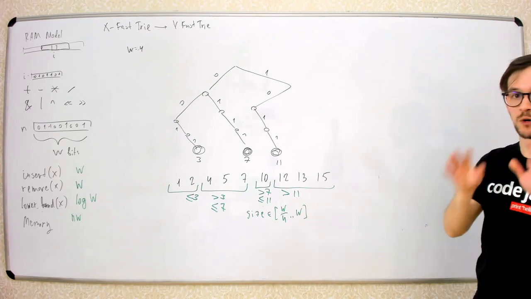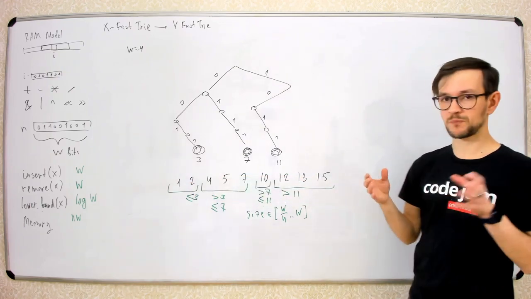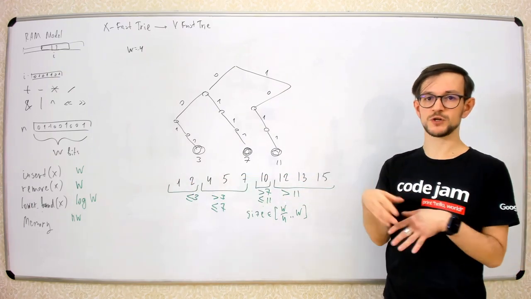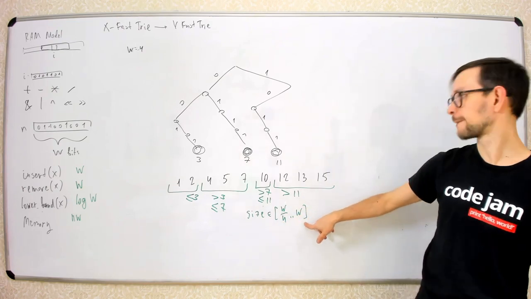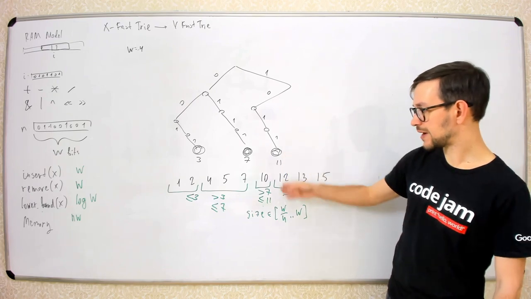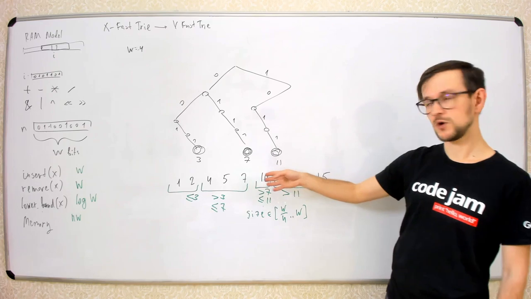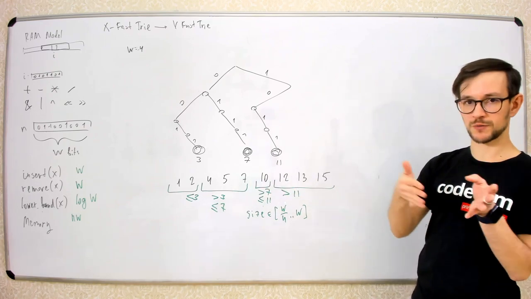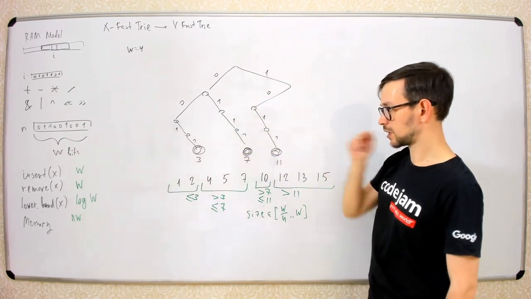Again, what happened? These are the elements. We split them into blocks. The size of each block is in the range from W over 4 to W. Now, we find some middle points which kind of distinguish these blocks one from each other. And we put all these middle points in this XFast tree.